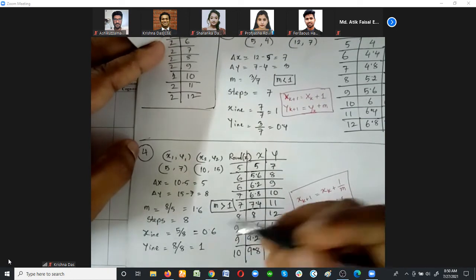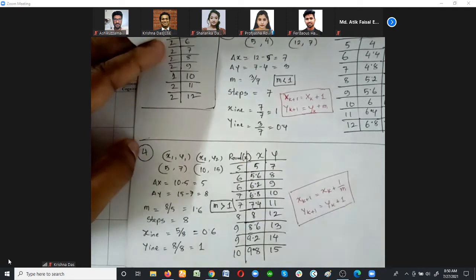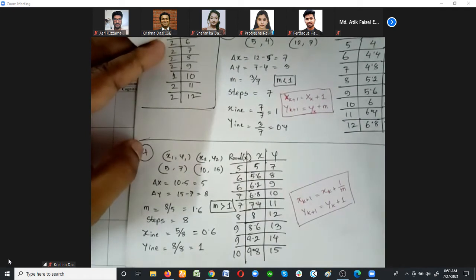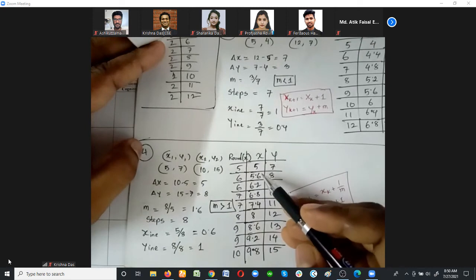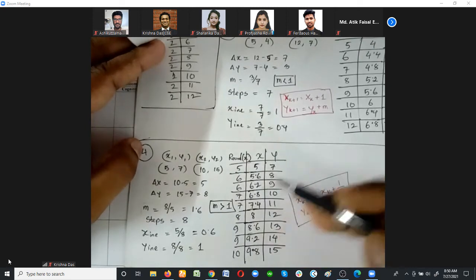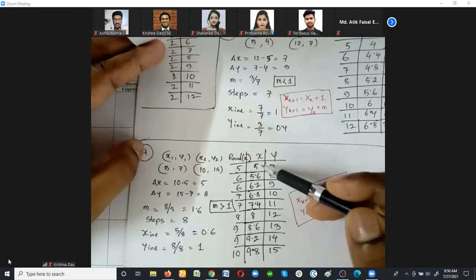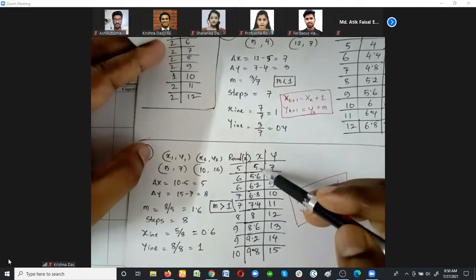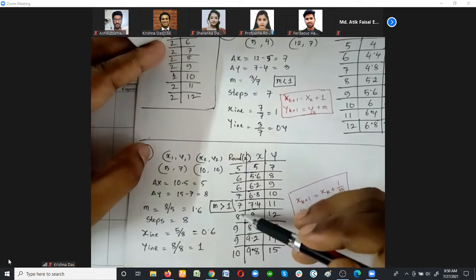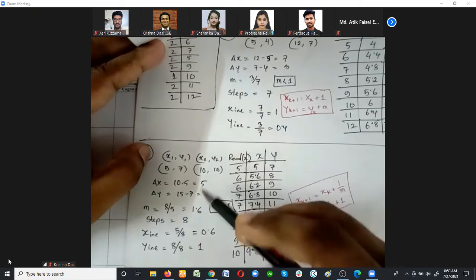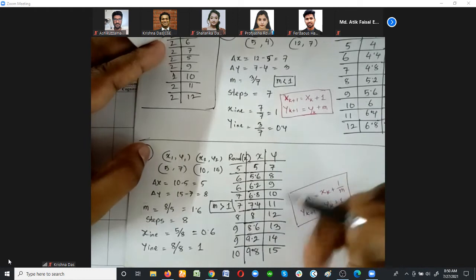That means every case's y value has been incremented by 1, whereas the x value has been incremented by 0.6. We started with the first point 5, 7, and it should go up to 1, 2, 3, 4, 5, 6, 7, 8, because my step is 8. So the number of iterations should be 8.